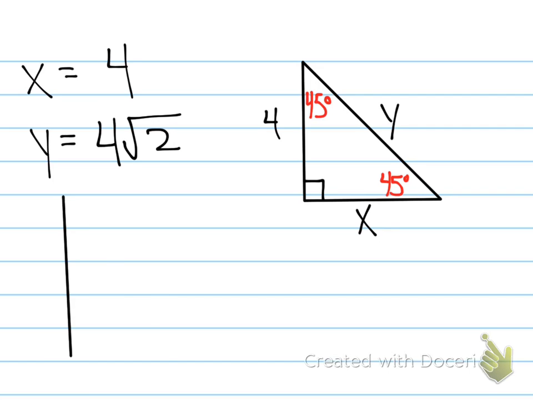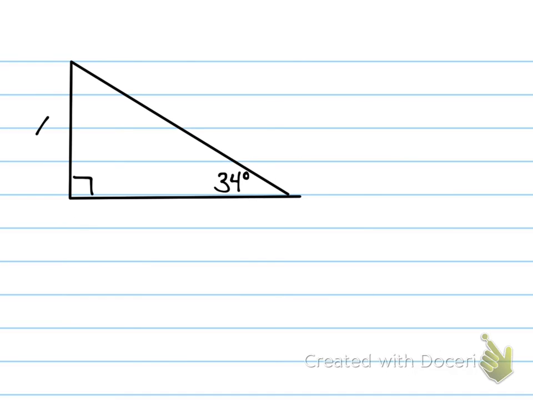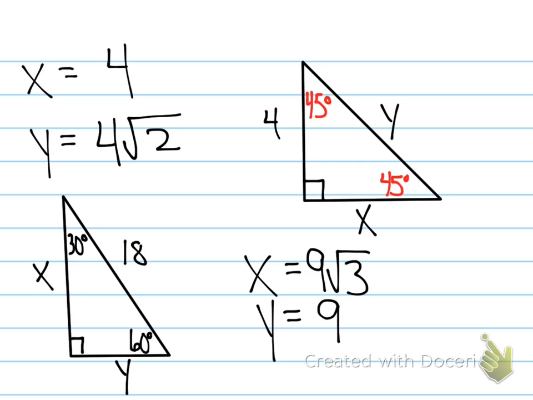What if I had this triangle? Now find x and y. Pretty simple, I hope. Which side do I know? Hypotenuse. So since I know the hypotenuse, which side do I find next? Short leg. y equals 9. x equals 9 square root of 3.